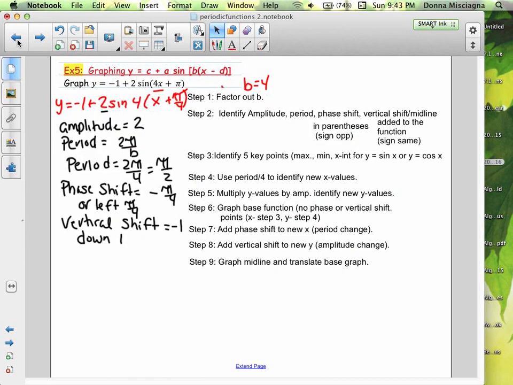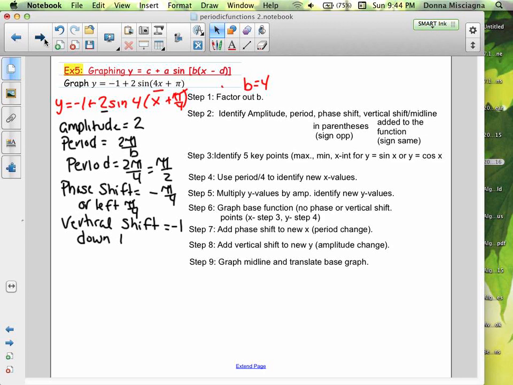All right, and then after that, we use the period divided by 4 to identify the new values. So that's where we counted by, we started at 0, and we counted by pi halves divided by 4, or pi eighths. Right? And we counted 0 and pi eighths and 2 pi eighths and so forth. Then we multiplied the y values by the amplitude to find our new y values, and that became our base graph, without the phase shift or the vertical shift. Okay, then we added the phase shift to the new x, that's to the period change. We added the vertical shift to the new y, the amplitude change. We graphed our midline and translated our base graph, and then we gave the domain and range. And that's all our steps.